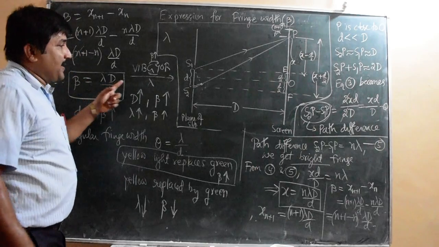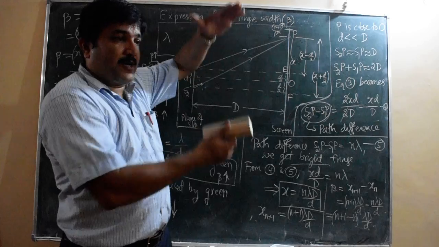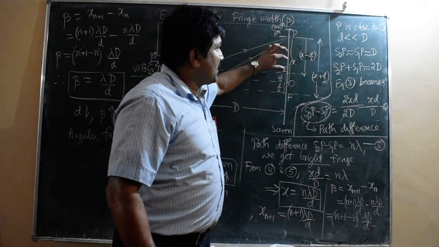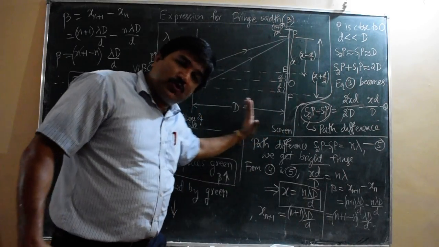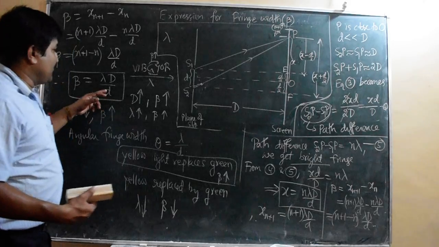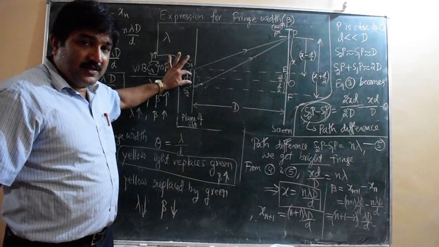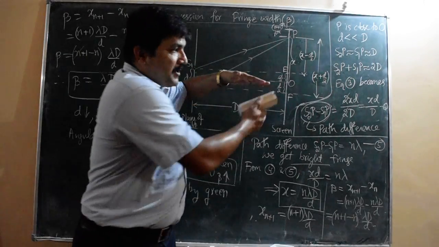In the same way for capital D, if you take the screen away, fringe width will increase, meaning the fringes become broader. The distance between a bright and the next bright will increase. If you push the screen towards the slits, fringe width beta decreases. And if you take the slits nearer and nearer, then the fringes become broader.